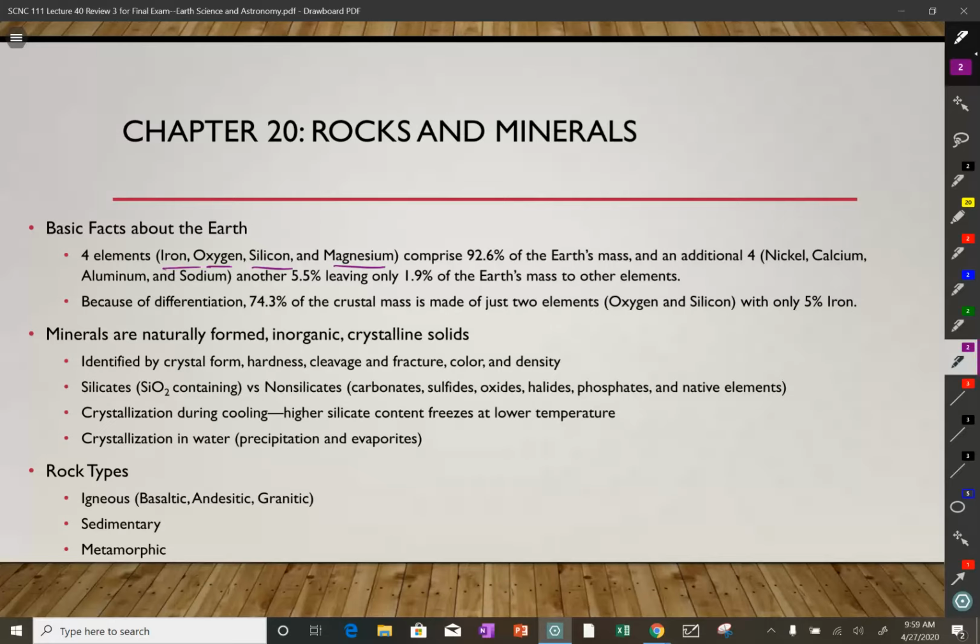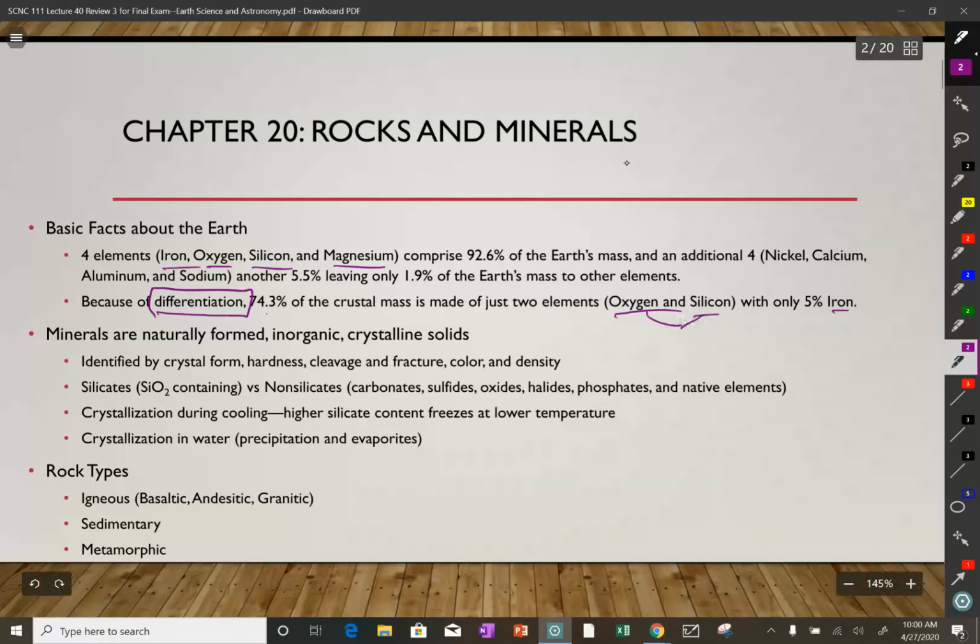Now, because of differentiation, more dense things sink, less dense things float. And so the Earth has gone through differentiation since its original formation. And we have 3/4 of the crustal mass being just oxygen and silicon, and only 5% of the crust is iron, whereas the core is largely iron because of its high density.